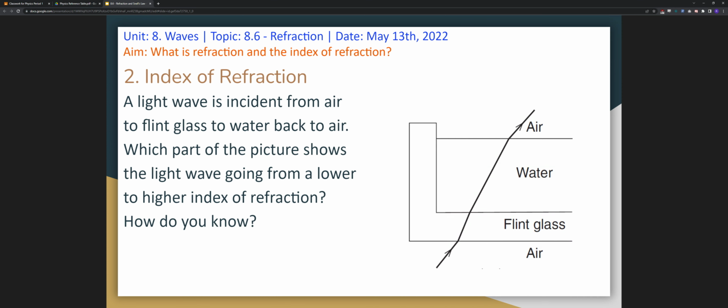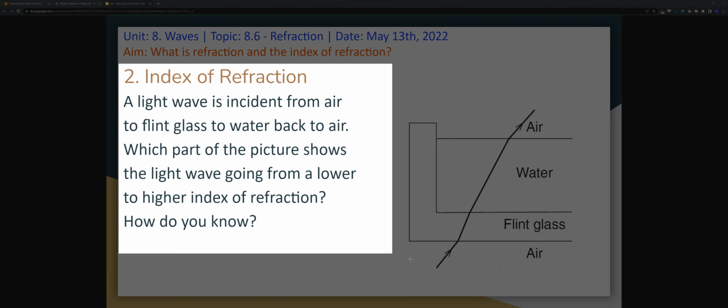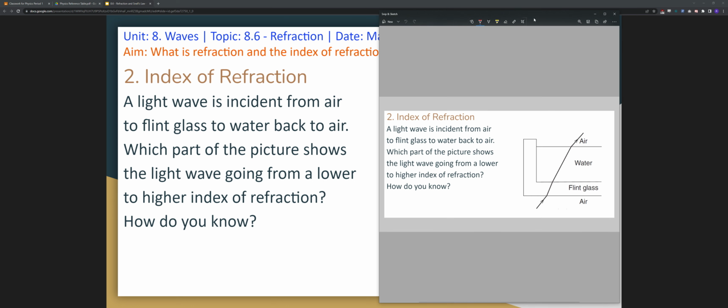Now the opposite. Well, before we get to the opposite, let's do a practice question. A light wave is incident from air, right? So it's going from air to flint glass to water back to air. Which part of this picture shows a light wave going from a lower to higher refractive index? And how do you know?